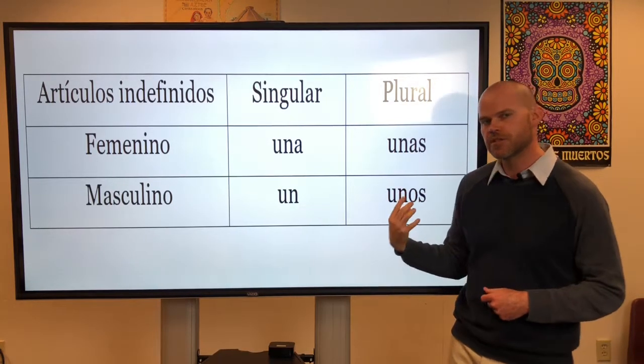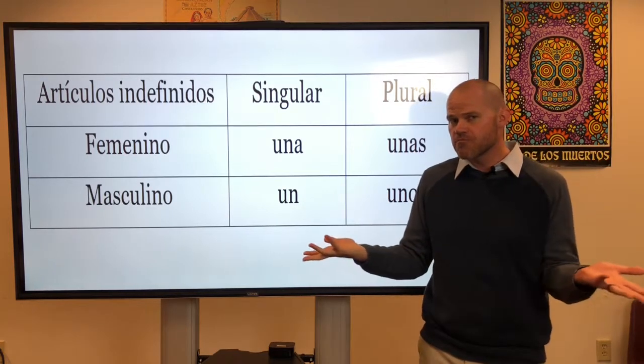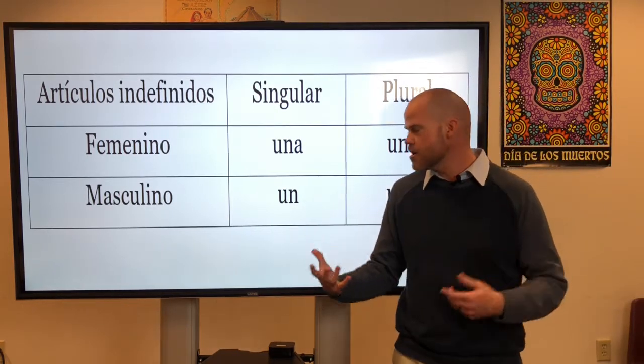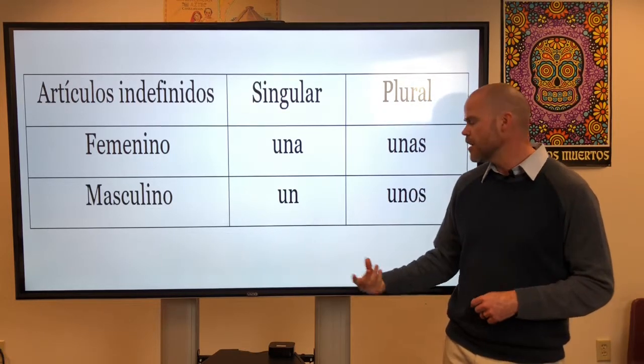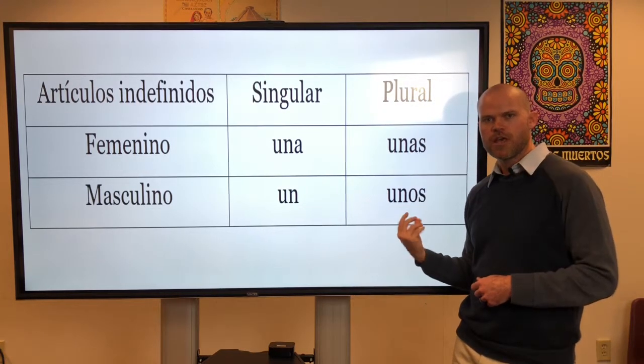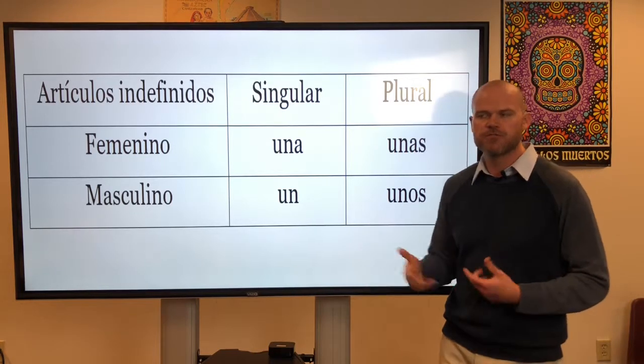To go back to our previous example, if I want to say a car, not a specific car, but just a car, I would say un carro. And if I want to make that plural, I would say unos carros. And again, that would translate roughly to some cars.